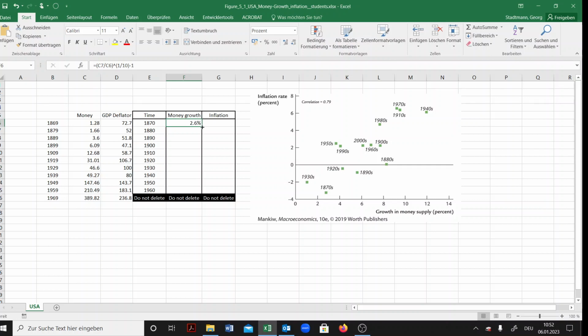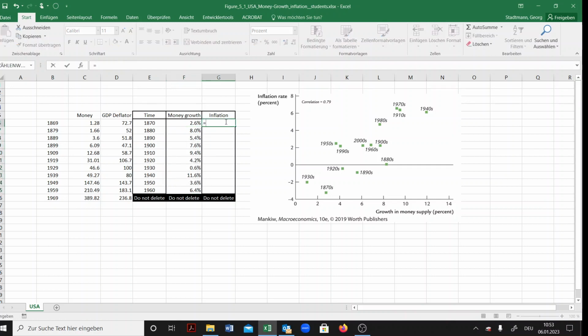We can check whether this is in line with the graph. Yes, here, 1817, 2.6% growth rate. Next one, I can copy it down. That's 8% in the 1880s. Let's check 1880s, 8%. Yes, we are right. So we have the right formula here, and we can copy all the information down.